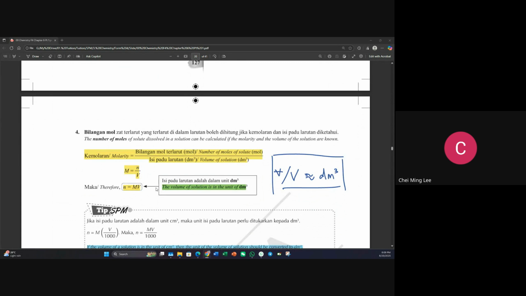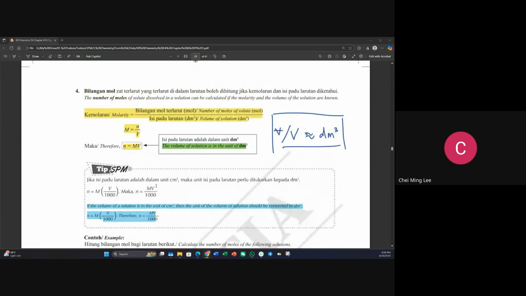So let's see, the number of mole of solute dissolved in the solution can be calculated if they provide you the molality and the volume of the solution. The molality is the number of mole divided by the volume of solution, we call it n over V. So if you move this here, n is equal to MV, molality times volume, in terms of dm cube, of course.